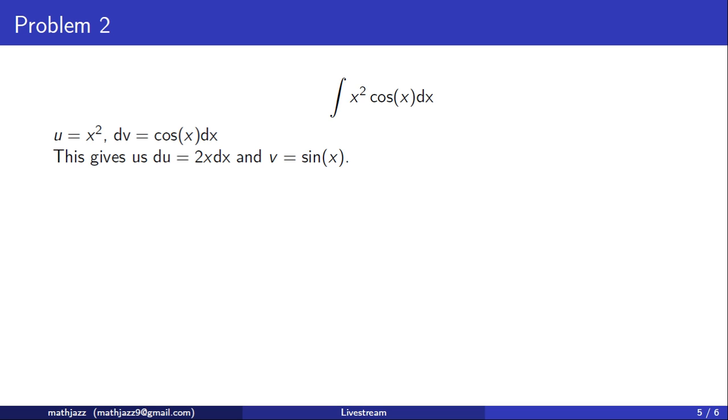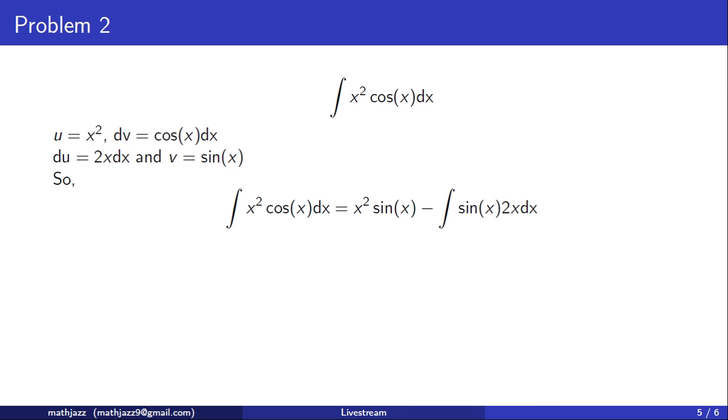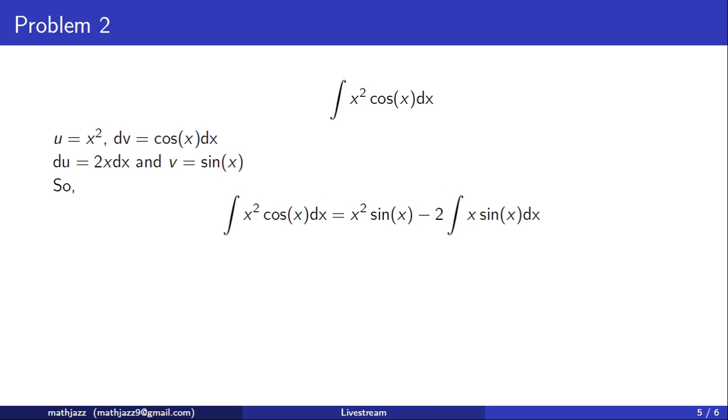And then we plug this into our integration by parts formula, which is going to be the integral that we start with is equal to u times v, so x squared sine x, minus the integral of v du. That's where we get sine x times 2x dx. I'm going to rewrite this as 2 times the integral x sine x dx.